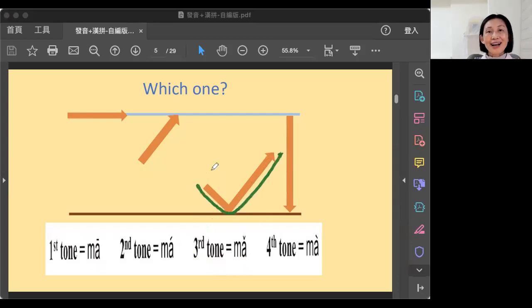Yes, fantastic, fantastic. Now repeat after me. We finished today's lesson. Okay, repeat after me. Let's go. Mā, mā, good. Mā, mā, yes, fantastic. You did a good job.